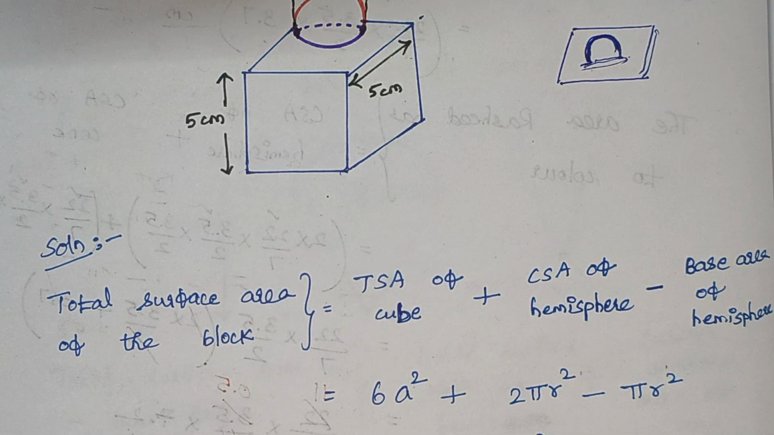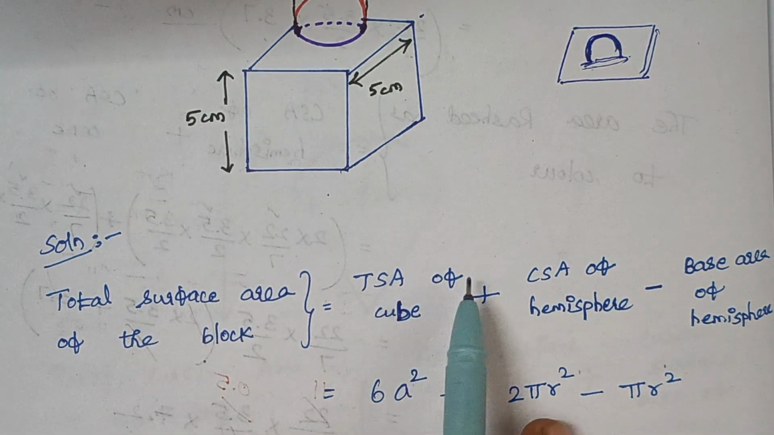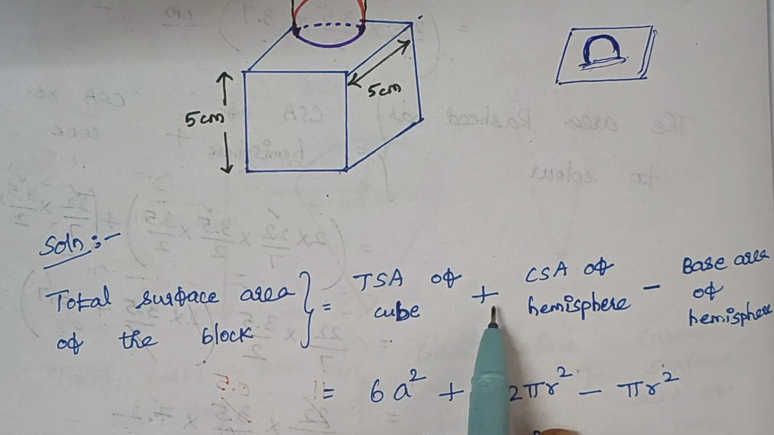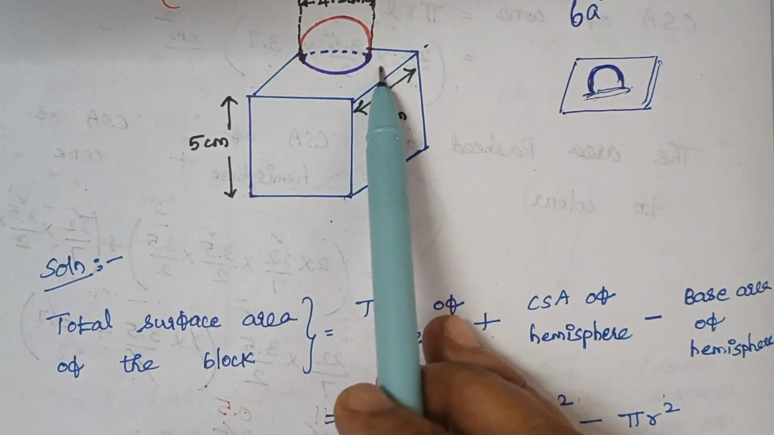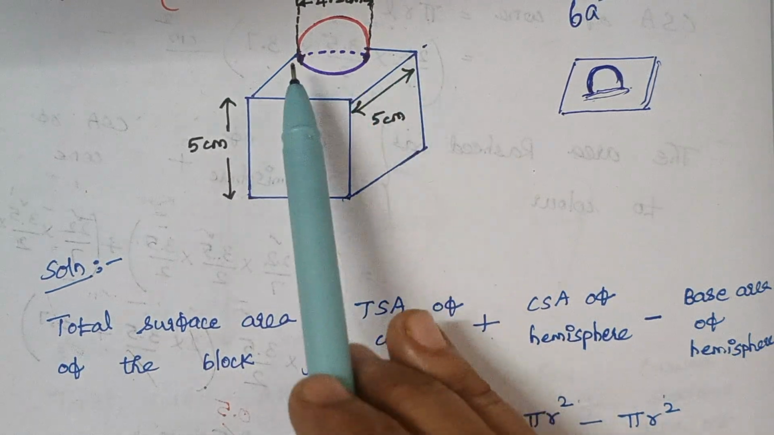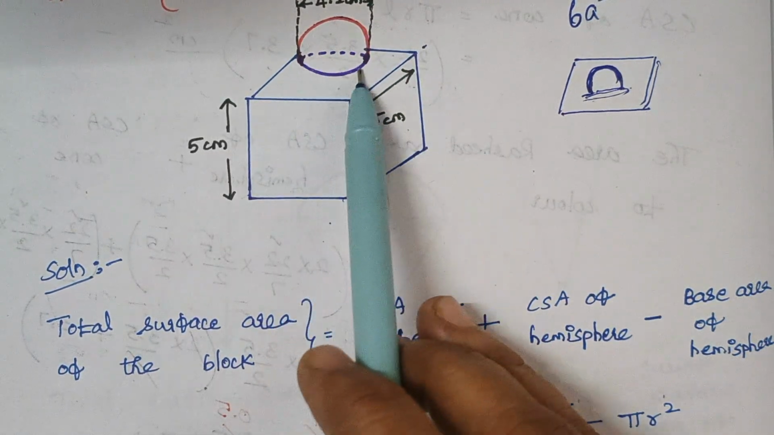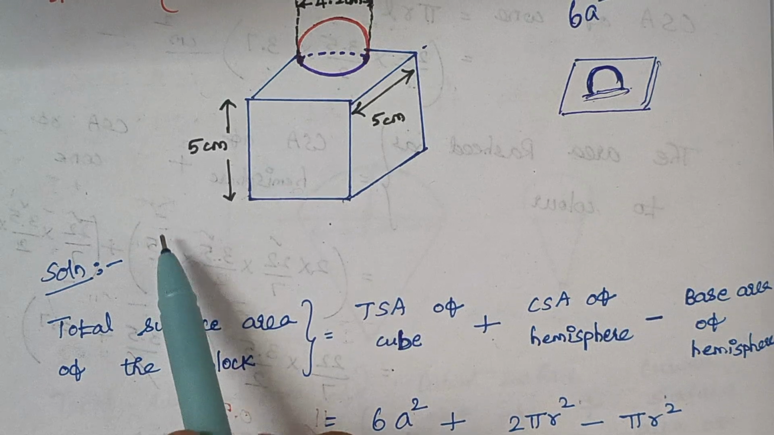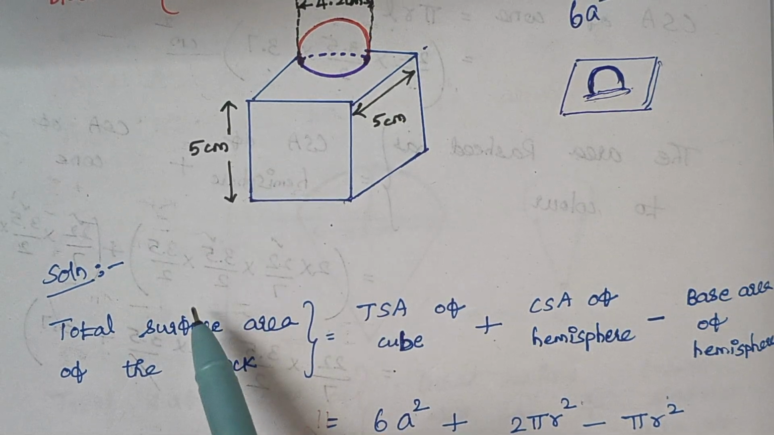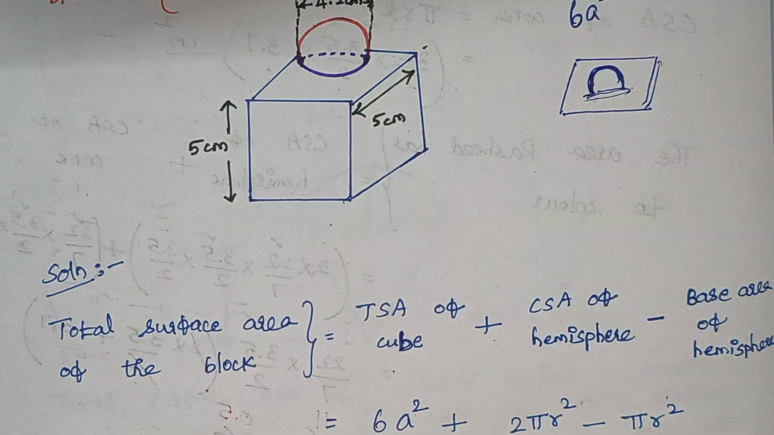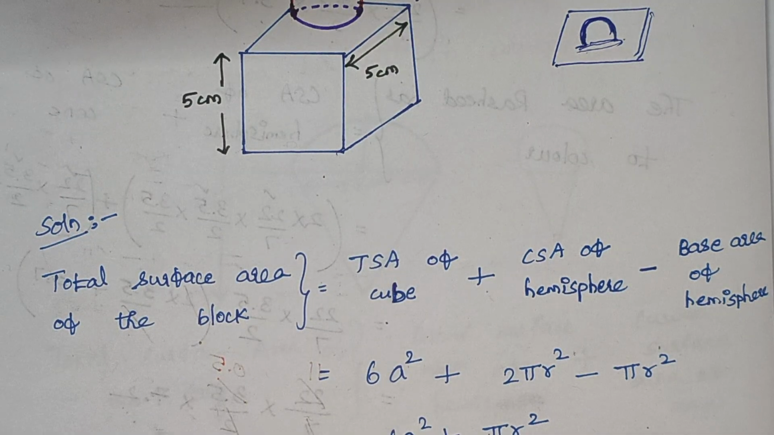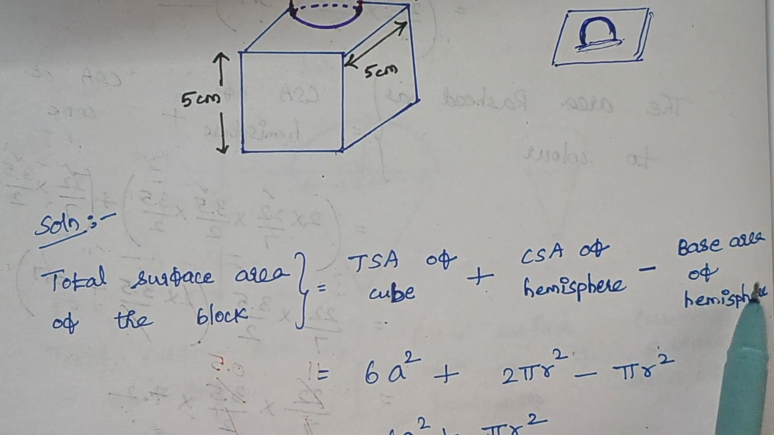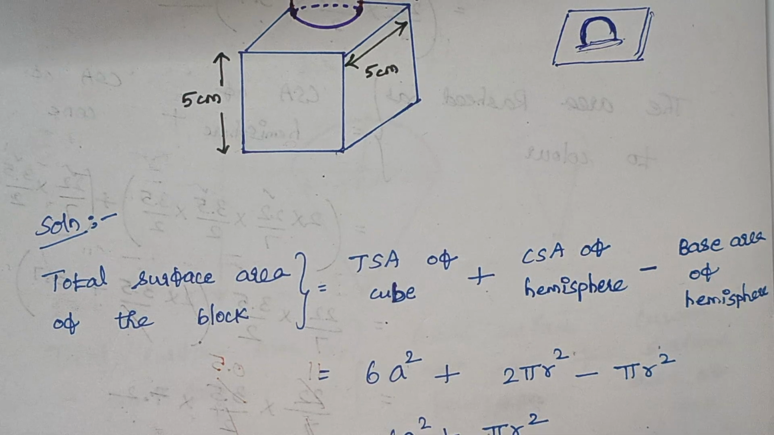So our formula goes like this. You see, total surface area of the cube plus the curved surface area of the hemisphere, right, minus this hemisphere covers some area at the bottom, as I just explained. What is the shape of it? It is a circle, right? Wait, let me show you again. So this is the shape of a circle, right? So we are subtracting the base area of the hemisphere, which is nothing but a circle, right?